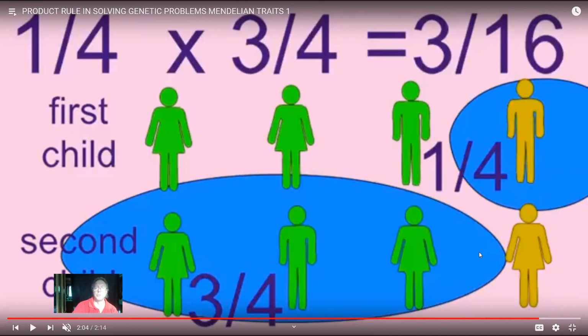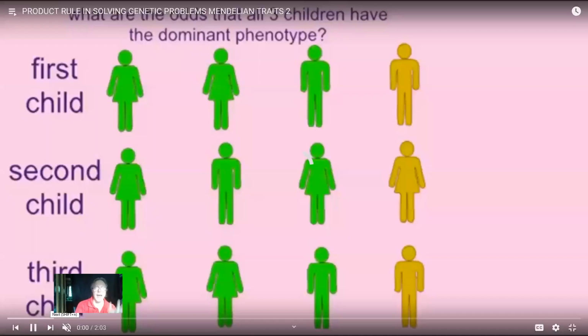Now, let me just do one more video on this, but then you might realize, wait a minute, isn't that just kind of like the 9/3/3/1 ratio that we saw in independent assortment? It is, so I'll go back there. But here we are solving problems, and as long as they are independent events, and I'm using the word and, what are the odds that the first child has this trait and the second child has this trait? And then we could just keep on going.